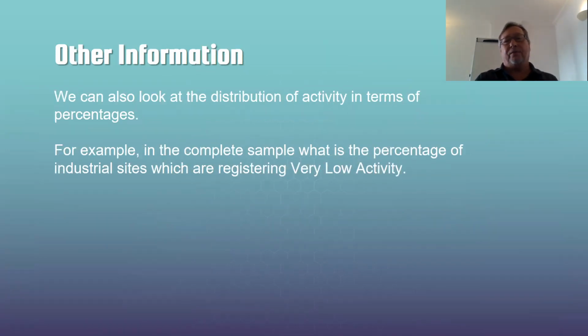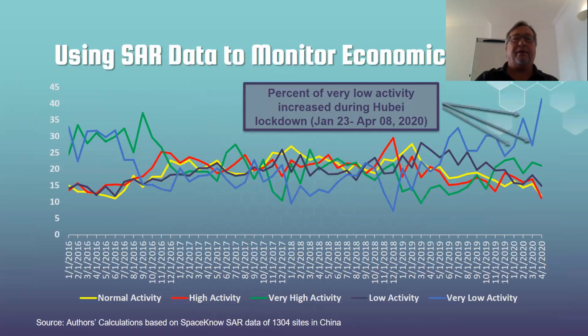After we construct the index, we can also go back and use all of the sites to look at the distribution of activity. So for example, we can ask in the complete sample, what is the percentage of industrial sites which are registering very low activity? Okay, so we can look at it that way. So these are just looking at the data that way.